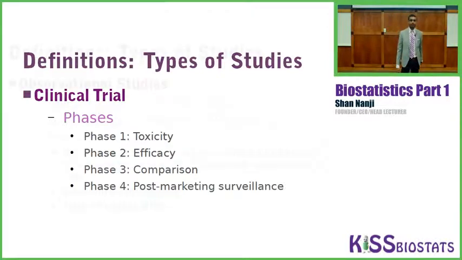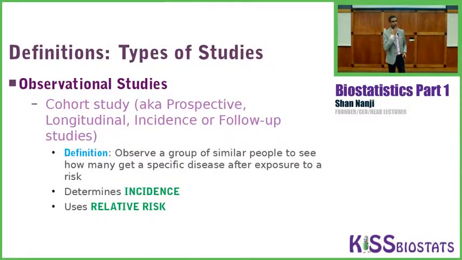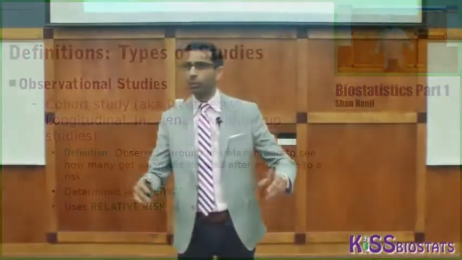4 phases. Let's talk about cohort study. Cohort study has several names. You can call it prospective study, longitudinal study, incidence study, or follow-up study. What does cohort mean? Cohort means group. That's the definition of it. So what you do in a cohort study is you observe a group of similar people to see how many people get a specific disease after exposure to a risk. You take a group of similar people and see how many of them get a disease after they've been exposed to that risk factor.